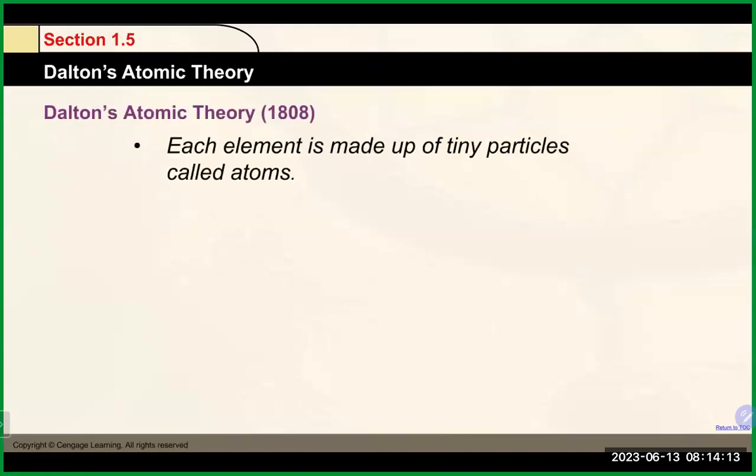He said that each element is made up of tiny particles that he called atoms. He thought that atoms were indestructible. The idea that atoms are indestructible is not so correct. In nuclear reactions, you can change one atom of an element into something else, which can occur in a nuclear reaction and not necessarily a chemical reaction. So that's not so correct all the time.